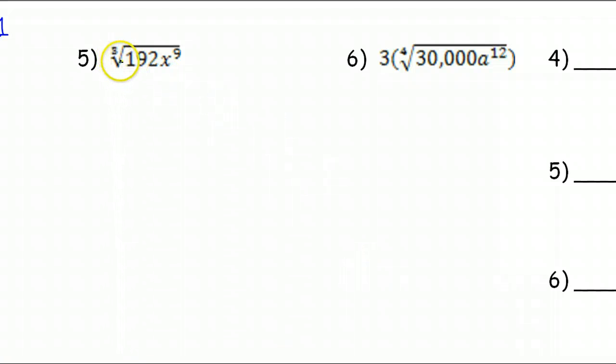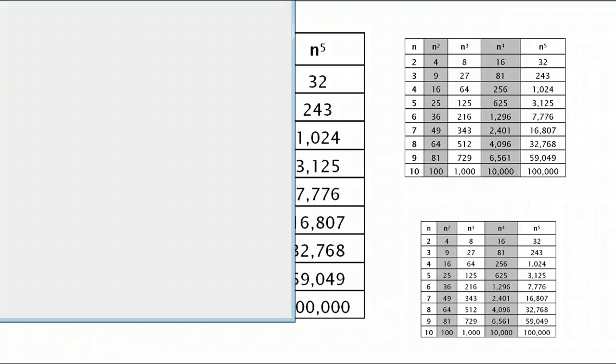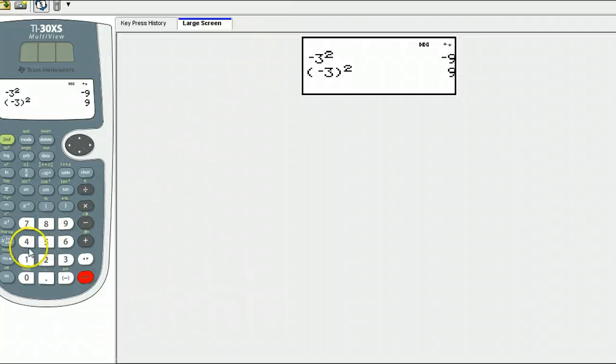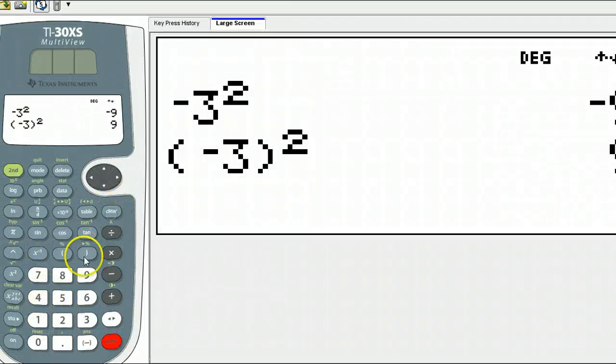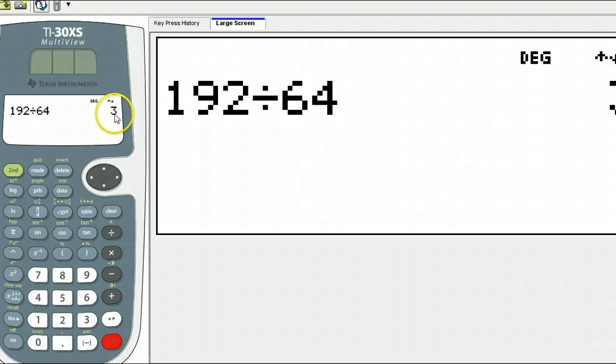Alright, the cube root of 192 x to the 9th power. Let's look at the chart. Cube root. 192 is not on the list. So I need to see if any of these numbers will divide into 192. How about 64? Oh yeah, look, that works right away. Okay. So that means 64 times 3 is 192.